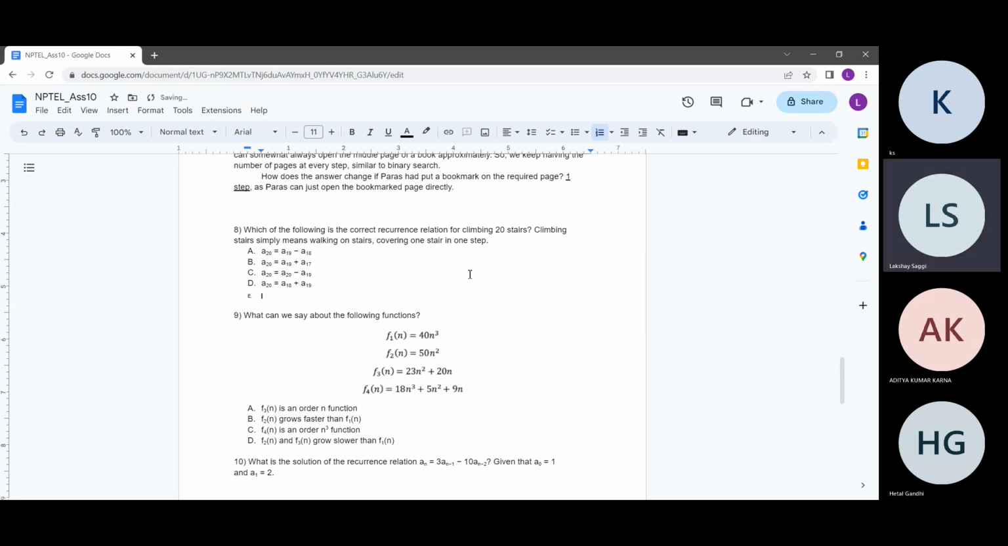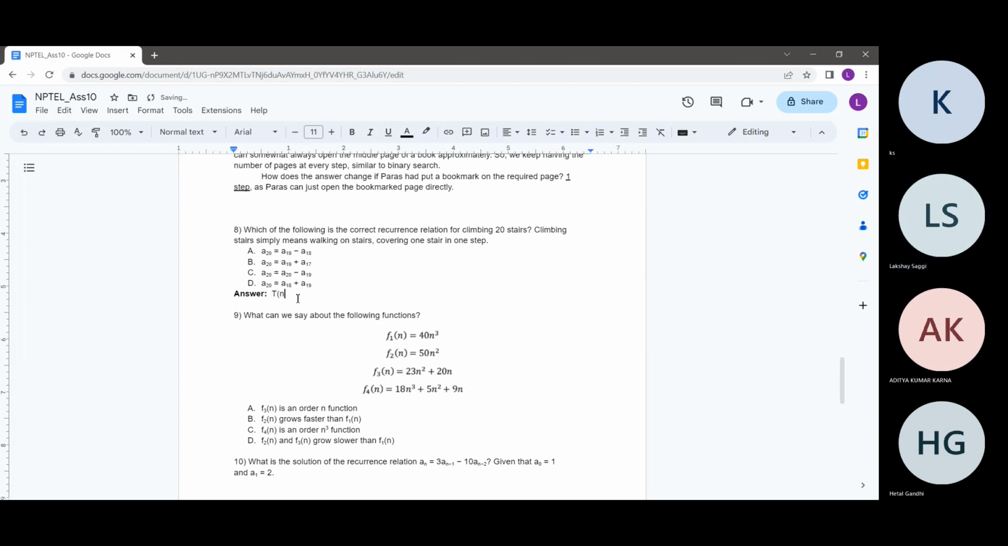Now let's go to the eighth question. The eighth question says: which of the following is the correct recurrence relation for climbing 20 stairs? Climbing stairs simply means walking on stairs, covering one stair step in one time. So this is something you guys have seen in lectures.